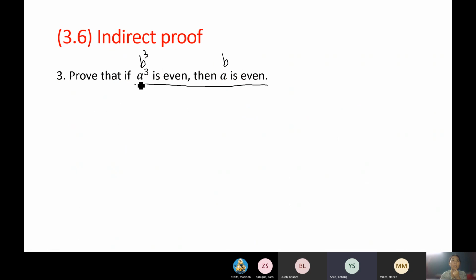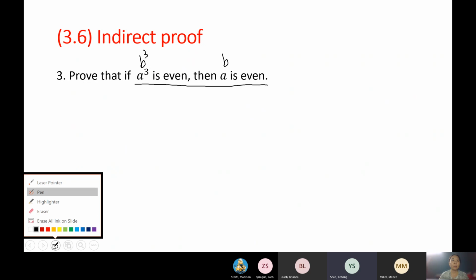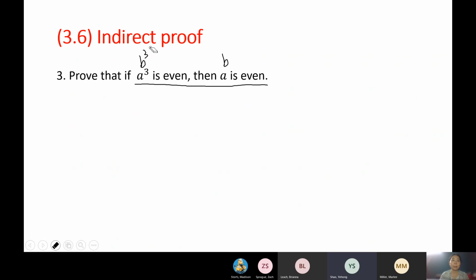All right. So let me go back to this example. And so this is also an indirect proof. We want to prove a is even. Well, because I explained before in class, the one I did in class was if a squared is even, then a is even. So the proof is kind of similar.